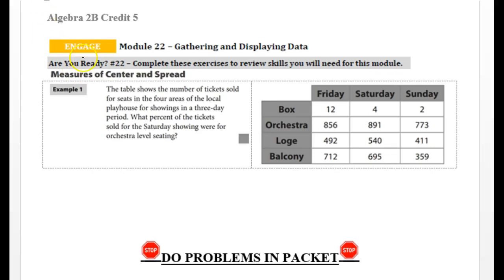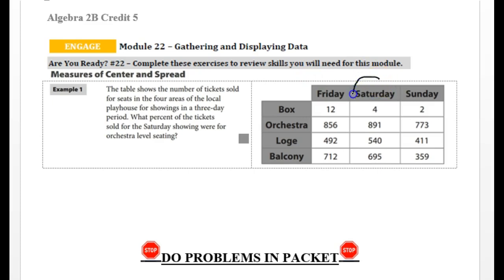We'll be going over a couple of Engage activities before we go into the actual lessons for today. So the first thing that they tell us is, are you ready? Number 22, going over measures of center and spread. Here they give us an example of a table that shows the number of tickets sold for seats in 4 areas of a local playhouse for a showing on a 3-day weekend, Friday, Saturday, and Sunday. What percent of the tickets sold for Saturday were on the orchestra level?